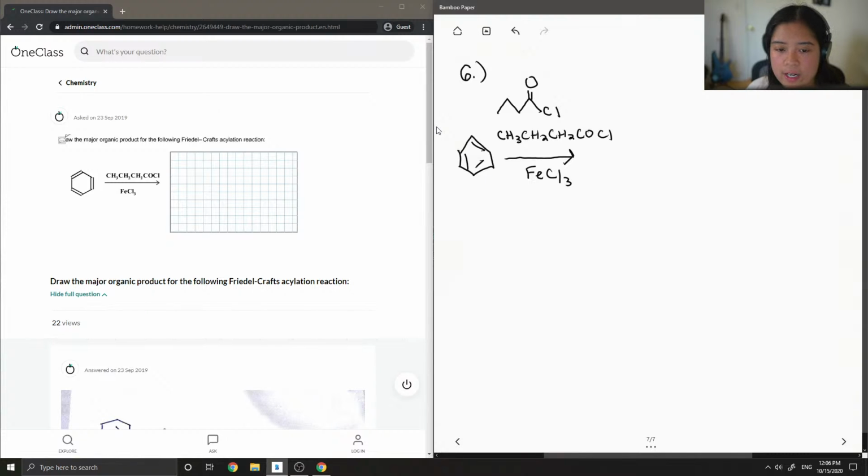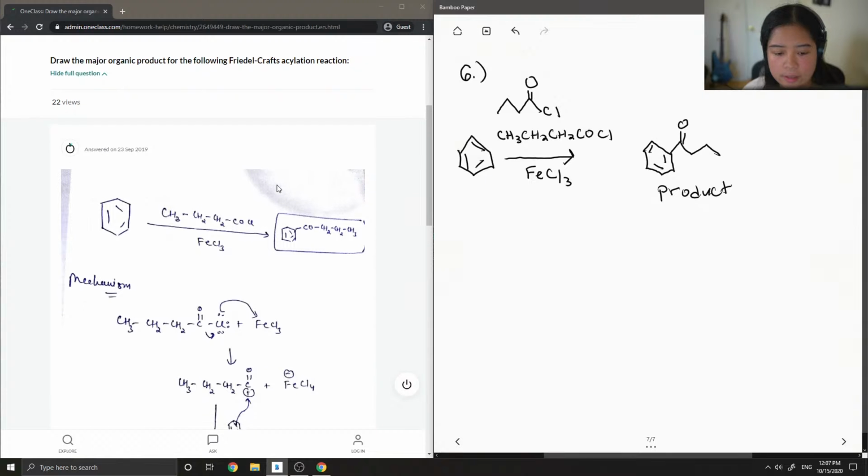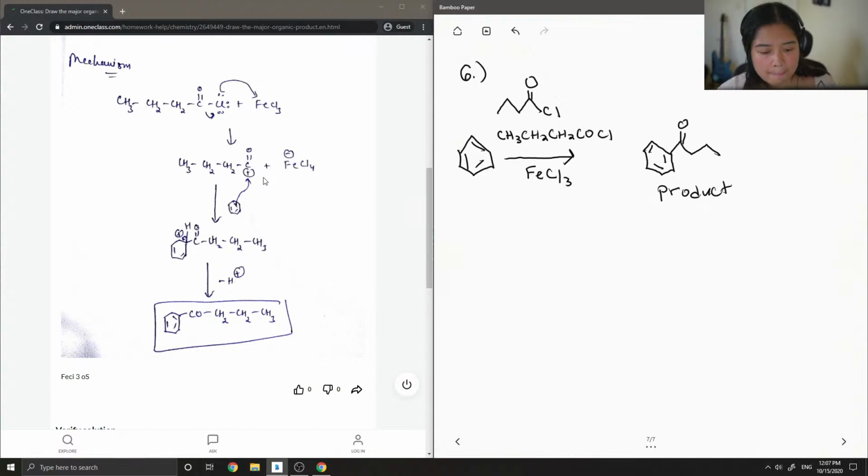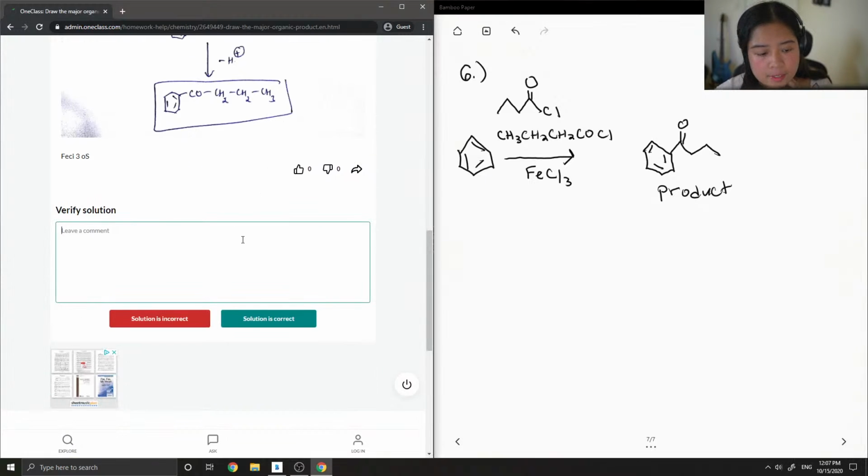So basically with Friedel-Crafts, wherever the chlorine is is where it will attach onto your benzene ring. So since there's nothing on this benzene ring, you can just stick this group over here. Okay, so 4 carbons, and then this is your final product. Let's double check our answer. Yep, okay, so they wrote in the mechanism as well, so that's good. And let me just verify that this is correct.